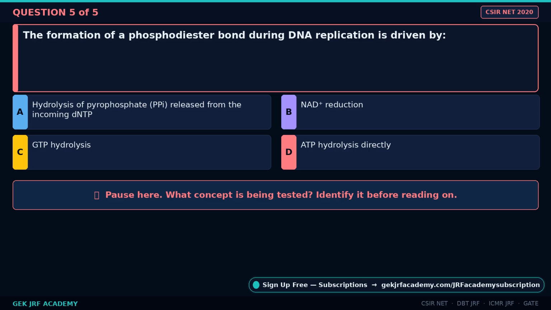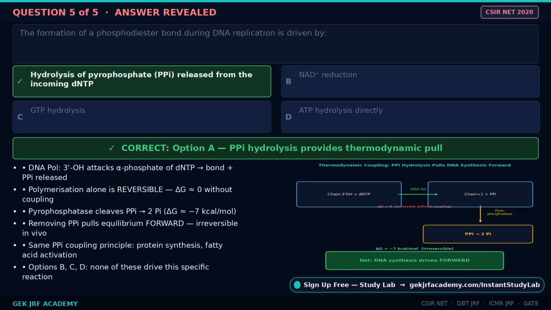What is the thermodynamic role of pyrophosphate in this reaction? Why does its removal matter? The correct answer is option A. This is a classic example of thermodynamic coupling. The mechanism works as follows.